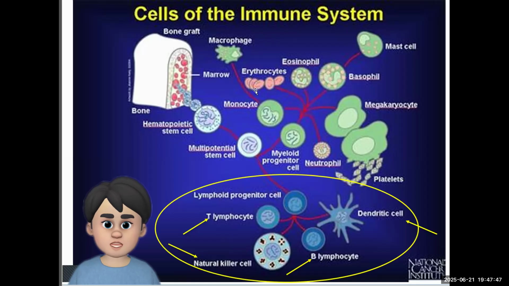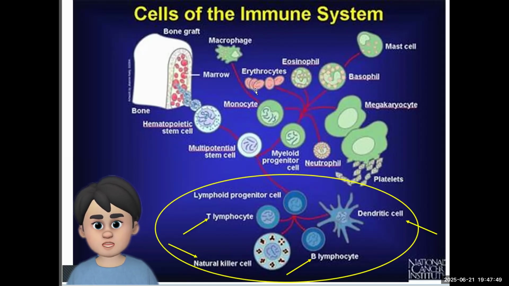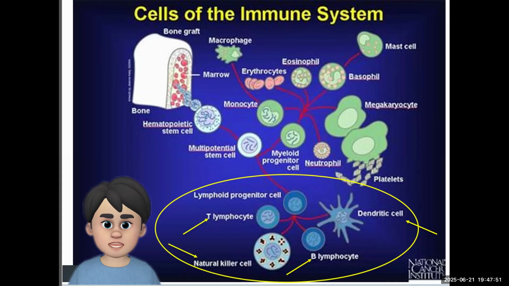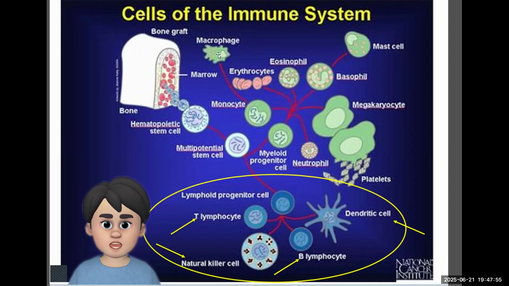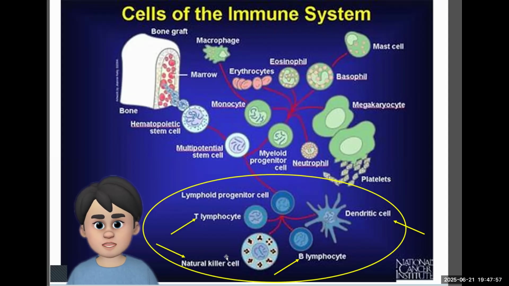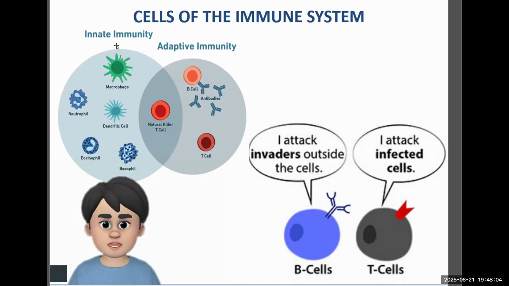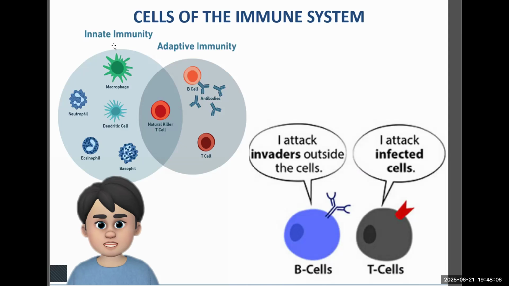Now these are the cells in the immune system. This is a bit long, so I think we have to discuss it separately, right? So this is bone graft, macrophages. This is actually something related to the immune system. Okay, that is enough for now.